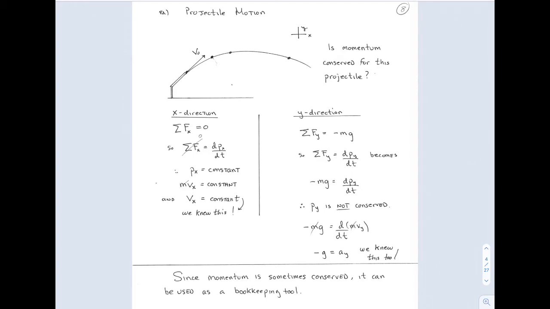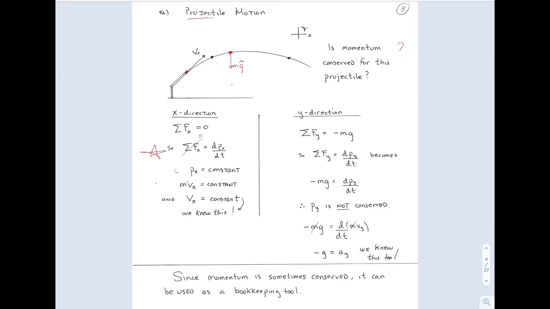So how can we connect momentum to an even earlier topic, the topic of projectile motion? Okay, so here's our projectile. You shoot that across the lab room, and I want to ask, is momentum conserved for the projectile? Well, we know from our earlier projectile motion chapter that as this thing is going across the room, the only force that acts on it is gravity.